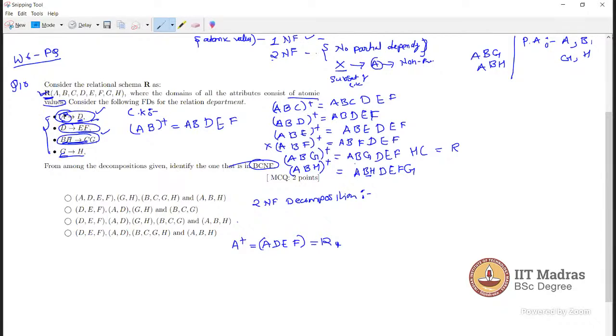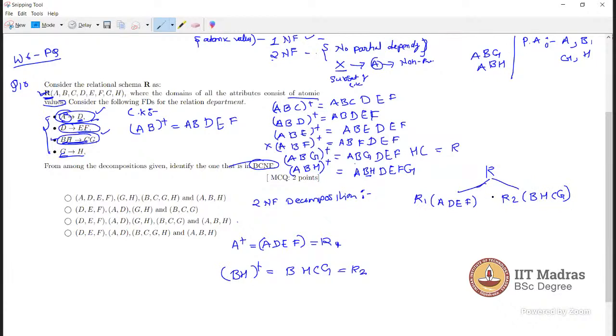If I take the closure of A, the same for BH also. Let us take the closure of BH. We will get BHCG, and from G, H, so it is already H. So I will make this relation R2. Now my problem of partial dependency is resolved. So you have decomposed this relation R into R1, say A, D, E, F, then R2, say B, H, C, G.